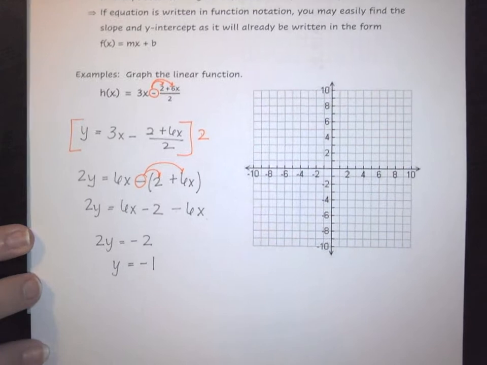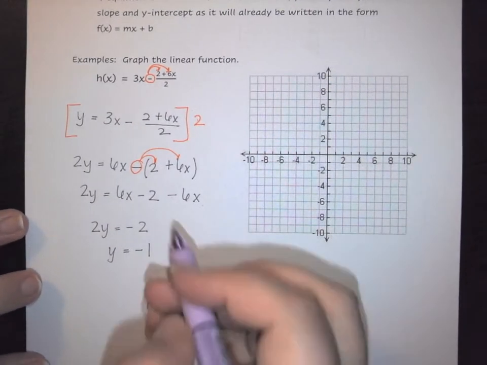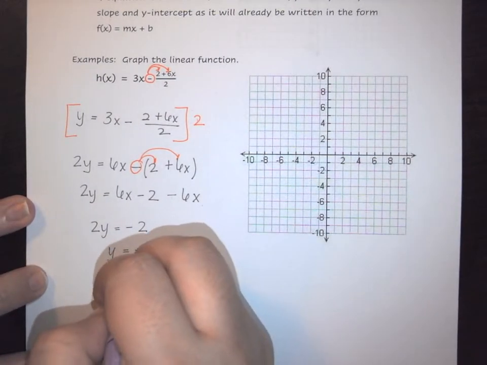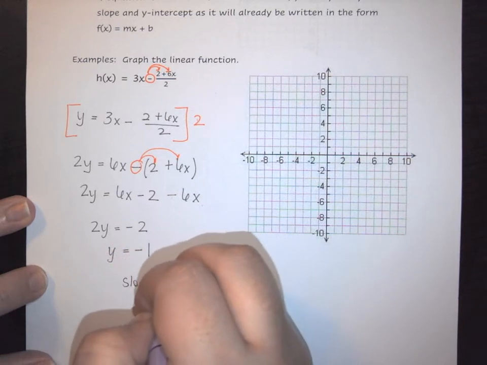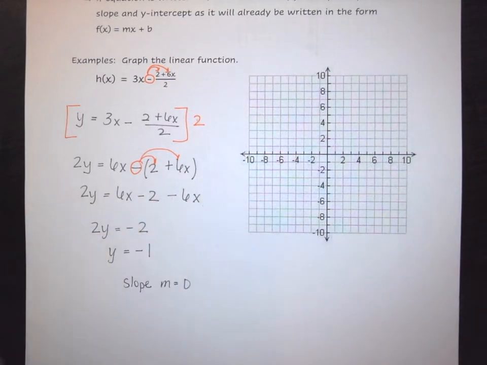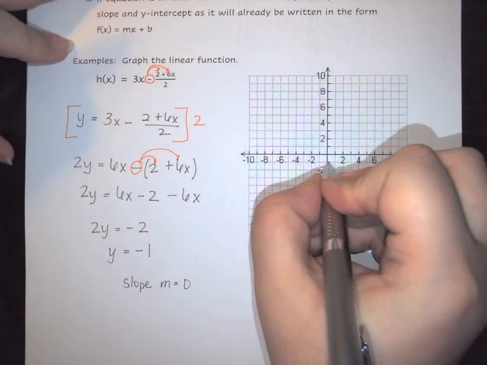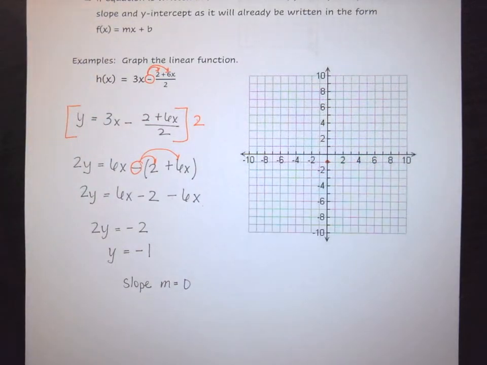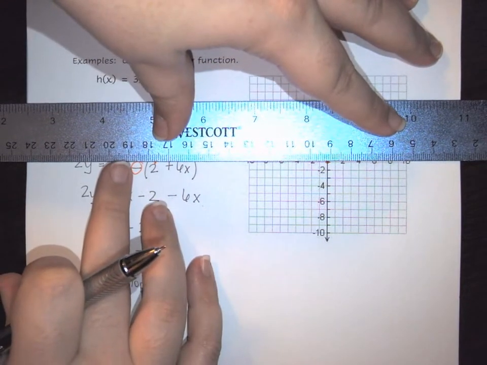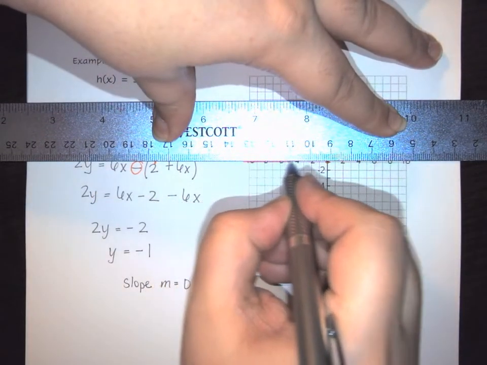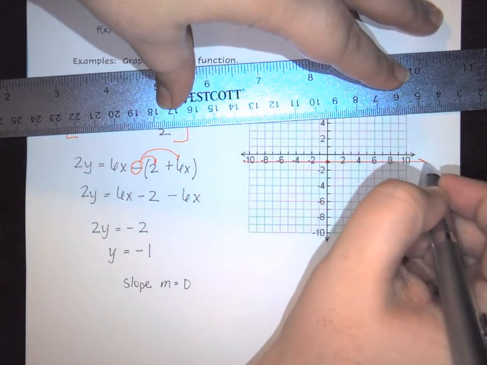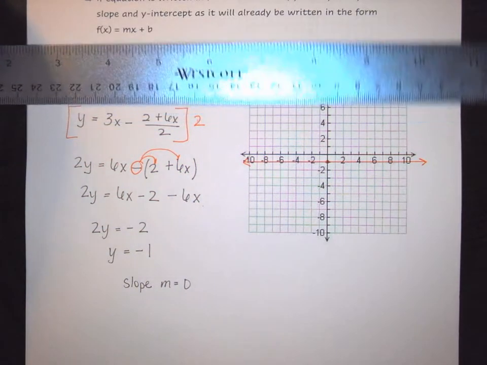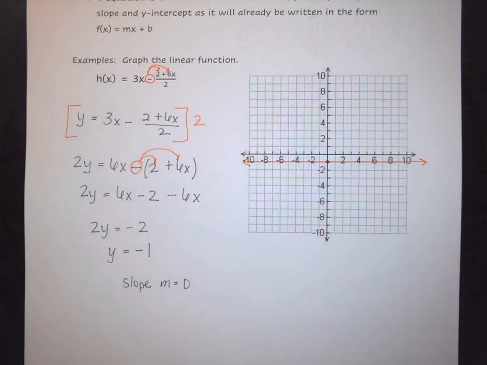Now this is actually considered to be a special case, because in this case my slope is equal to 0. So what that means is that my y-intercept is going to be here at the point (0, -1), and my graph is going to be a straight line that cuts through negative 1 right like this. Okay, and so that's what I mean by a special case. This would be the horizontal line case because that slope is 0.